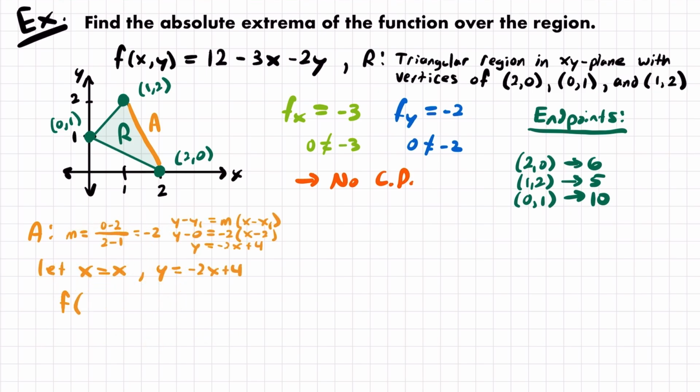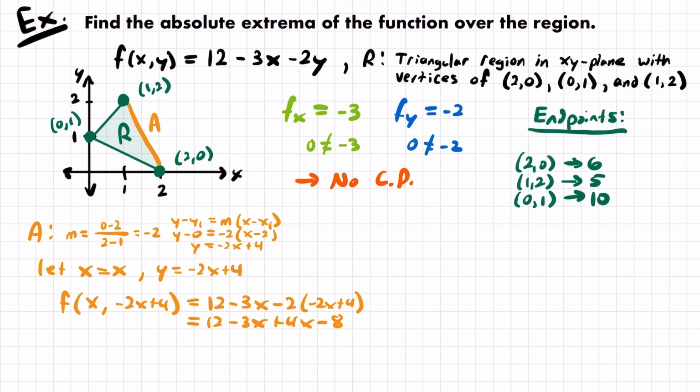We'll have f of x, negative 2x plus 4, and that will be equal to 12 minus 3x minus 2 times y, right? That's from our function here. But y is now equal to negative 2x plus 4. So we have negative 2 times negative 2x plus 4. And so simplifying, we have 12 minus 3x plus 4x minus 8. I just distributed negative 2 through this quantity.